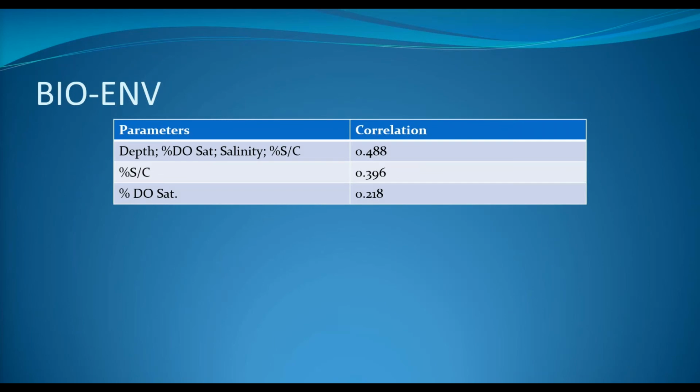And then finally, we tried to correlate the physical parameters with the benthic communities in the BIO-ENV analysis. Several parameters, depth, DO, salinity, and percent silt clay, accounted for, correlated with 0.488. But the strongest correlating parameter was percent silt clay.